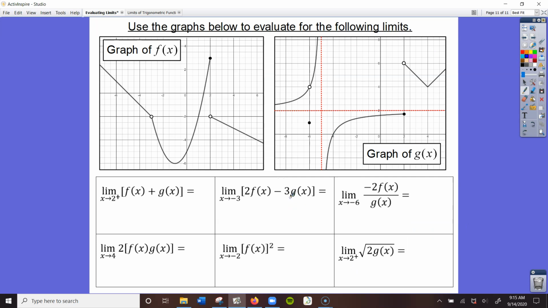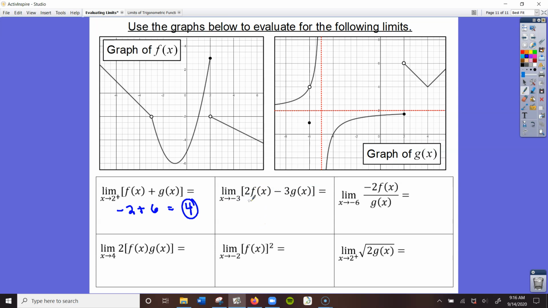So now let's go ahead and apply these properties of limits. We have this graph of f of x and the graph of g of x. If I was looking for the limit as x is approaching 2 from the right of f of x plus g of x, I'm going to look at the limit as x is approaching 2 from the right for f of x, which is negative 2, plus the limit as x is approaching 2 from the right of g of x. Here's g of x, this is 2, the limit from the right is 6, and negative 2 plus 6 is 4. Easy peasy.